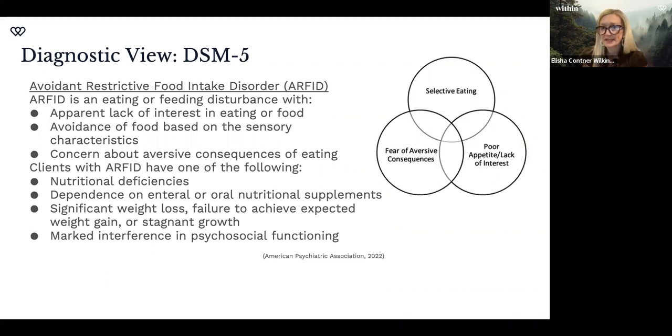So when we are assessing for a diagnosis of ARFID, we really want to prioritize what is the primary maintaining mechanism here. And we also know that clients with ARFID have one of the following: nutritional deficiencies, dependence on supplements or tube feeds for nutrition, as well as significant weight loss, failure to achieve expected weight gain or stagnant growth. And something that was also highlighted in the DSM-5 is marked interference in psychosocial functioning. And so with some of these changes, that really opens up the ability for us to look at novel treatment approaches as well as additional interventions.